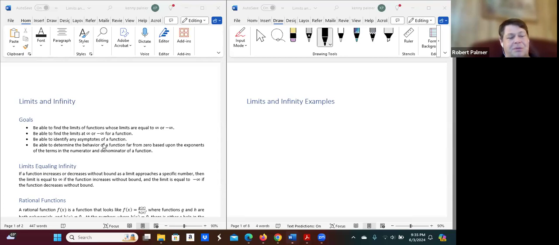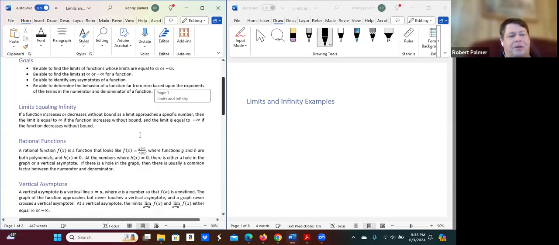We'll see these kinds of asymptotes can result if you look at the behavior of certain functions, especially close to zero and far from zero. And also determine the behavior of a function far from zero based on the exponents of the terms in the numerator and denominator of the function. We'll explain what that means. So let's talk about limits equaling infinity.